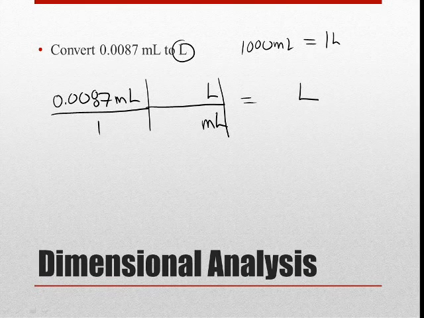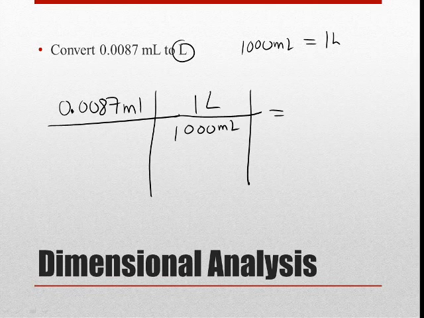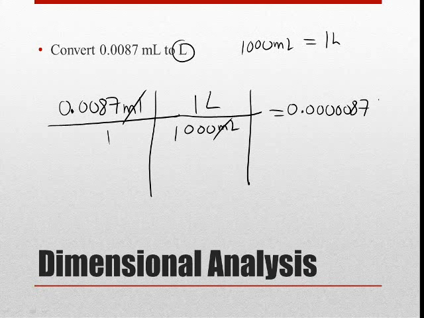So we'll just plug it in, 1,000 milliliters. If we multiply this across, which in a sense means just divided by 1,000, that becomes 0.0000087. Now the fun part, we cancel out the milliliters, we're left with liters. But we don't want to leave it like that, we have to put it in scientific notation.